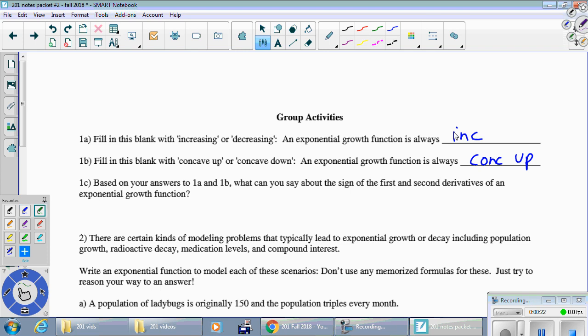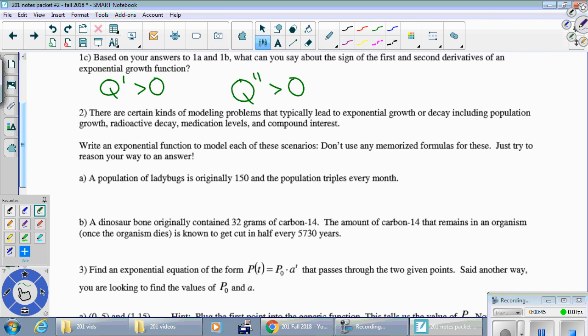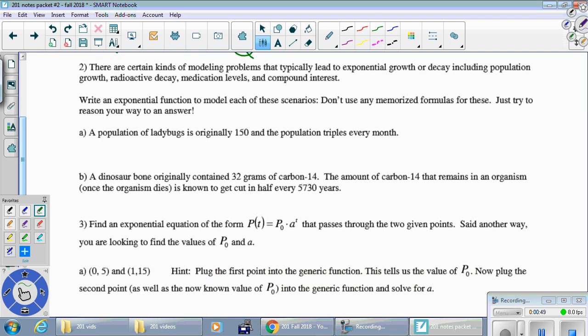So it would say that the first derivative, I guess we were calling it q on the last page, so q prime would be a positive number because the function is always increasing. And because it's always concave up, it would say that q double prime is always a positive number. So positive first and second derivatives are how you get some function to be increasing and concave up. And this is all the time. Q prime has to be bigger than 0 all the time, and q double prime has to be positive all the time.